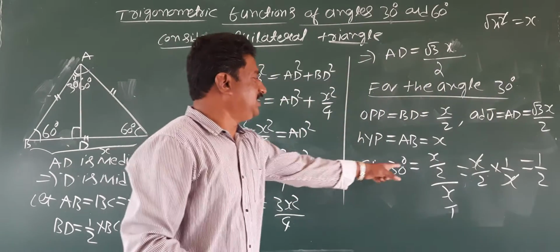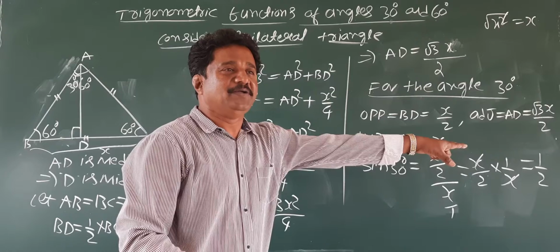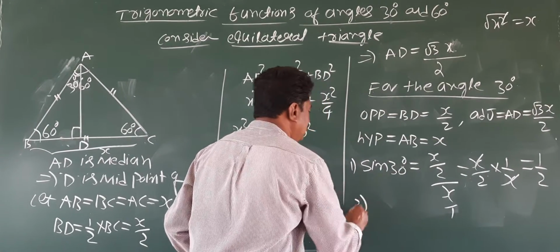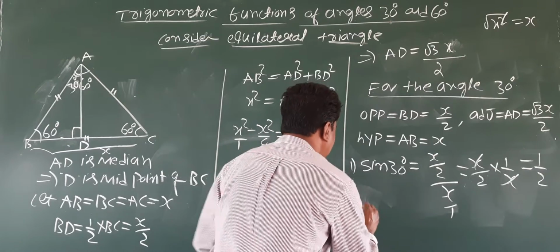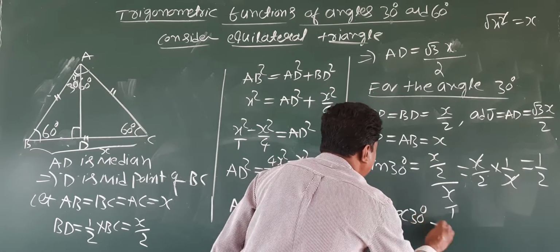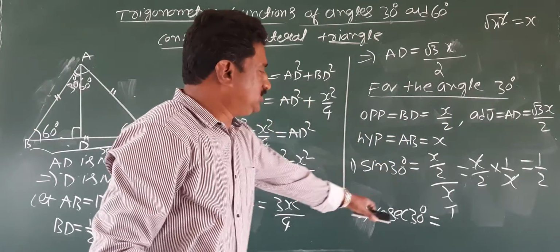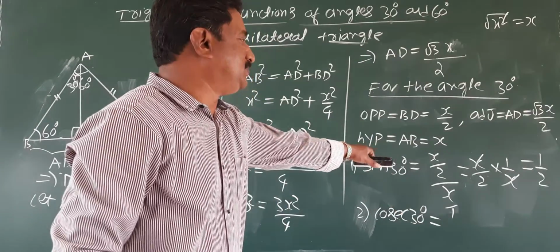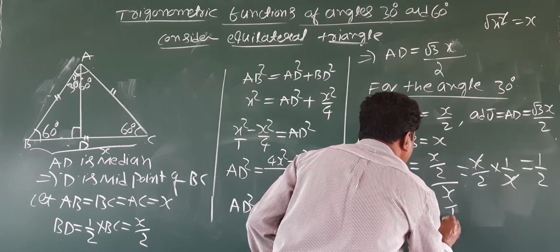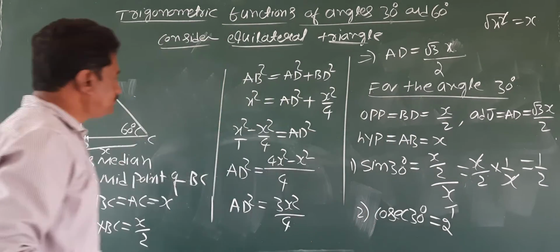How much is the sin 30 degree value, students? 1 by 2. So now the reciprocal. Write the second one, cosec 30 degree. Cosec is the reciprocal of sine. The reciprocal of 1 by 2 is 2. So cosec 30 is 2.